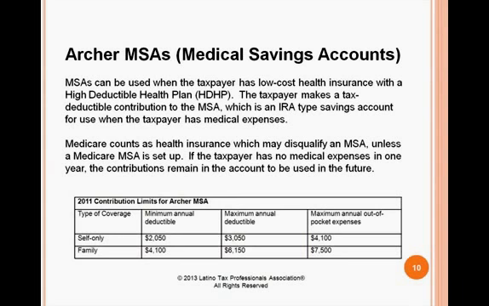Medicare counts as health insurance, which may disqualify an MSA unless a Medicare MSA is set up. If the taxpayer has no medical expenses in 1 year, the contributions remain in the account to be used in the future. So the idea of the Archer MSA is that the amount of money you contribute into the MSA is what is an adjustment, reducing your taxable income.